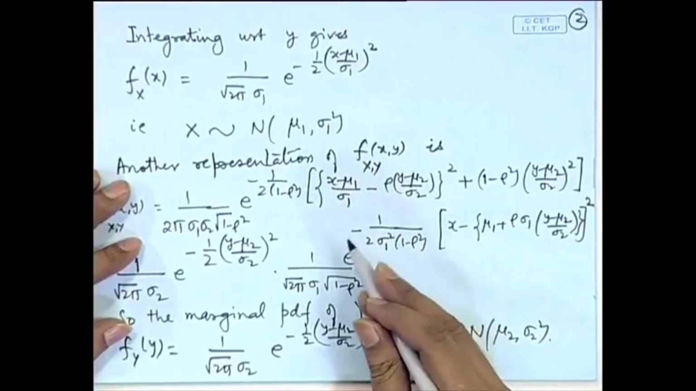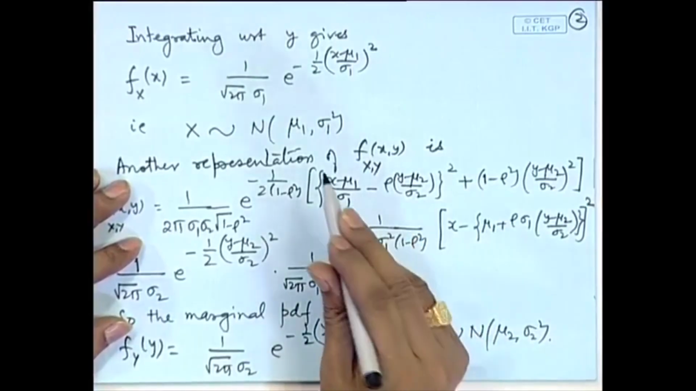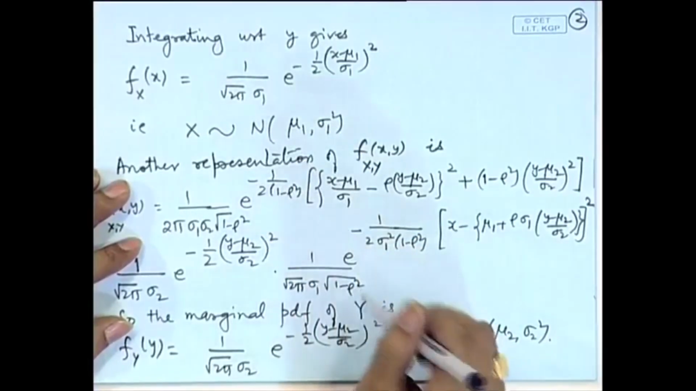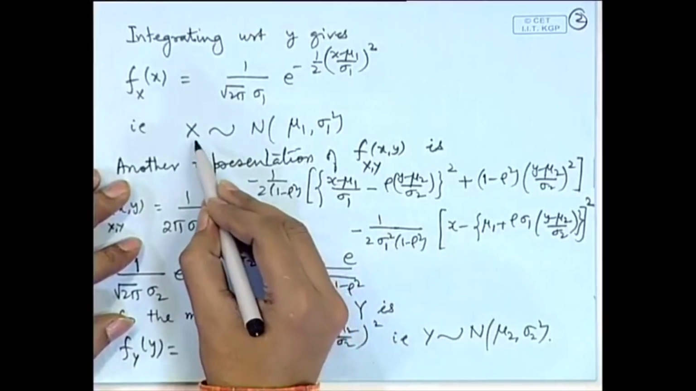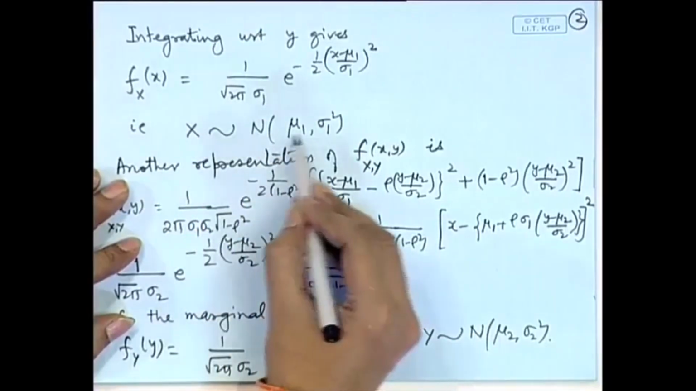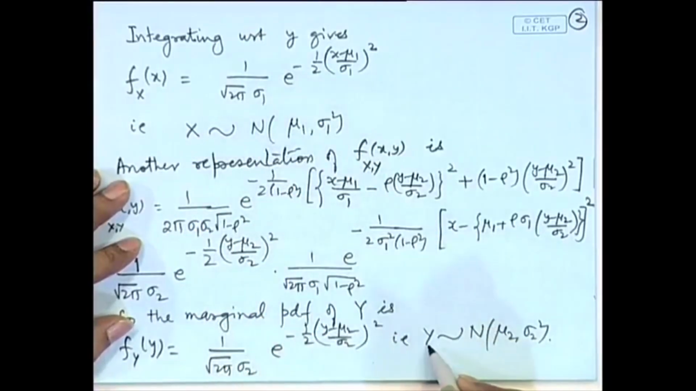So, we come across this interesting phenomenon that if (X, Y) follow a joint bivariate normal distribution, then the marginal distribution of X is normal (mu 1, sigma 1 square) and the marginal distribution of Y is normal (mu 2, sigma 2 square). That means, given a joint bivariate normal distribution, the marginal distributions are univariate normal.